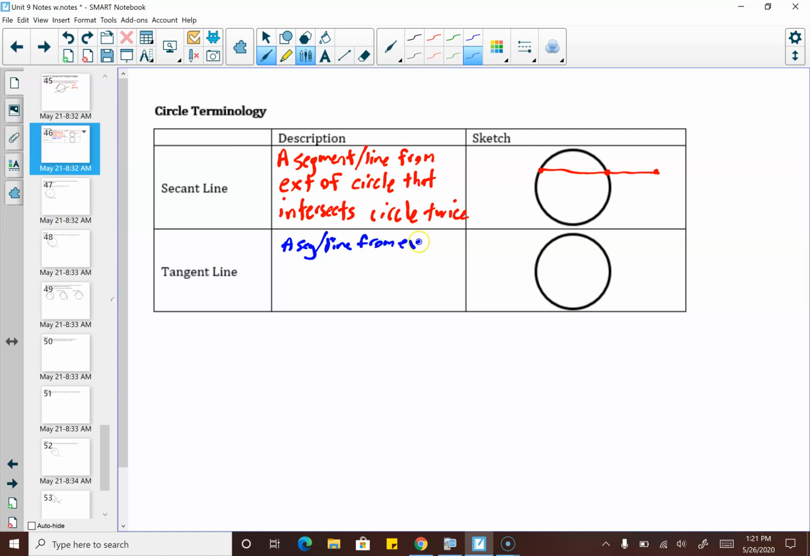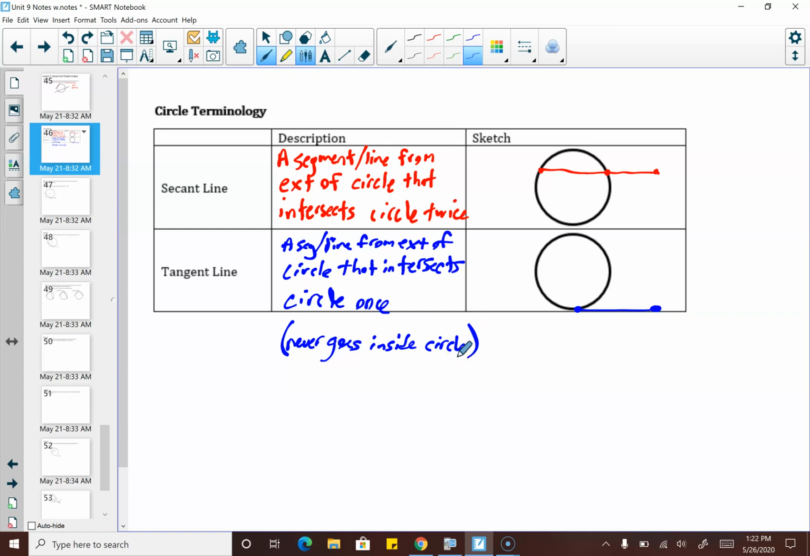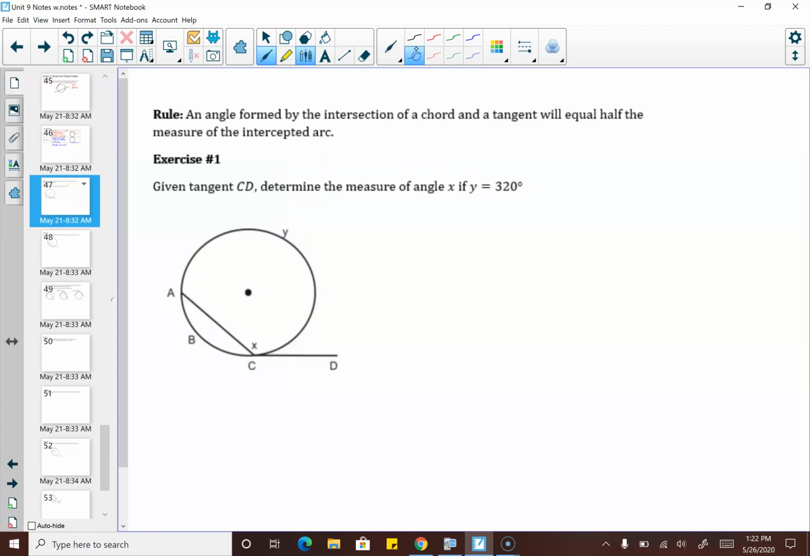from the exterior of the circle that intersects the circle. Now, this time it's only going to intersect once. Okay. And a lot of the times you see it drawn kind of like that. Again, it could go through if it wants to. Okay. So when it only hits it once, it never actually goes inside of the circle. Really it just touches the circle in one spot and never actually goes inside, excuse me.